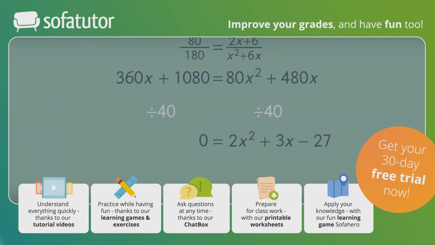For our last step, we can factor the left side of the equation, leaving us with 2x plus 9 times x minus 3. To solve for x, we use the zero product property and set both factors equal to 0. Finally, we can solve for x using opposite operations.